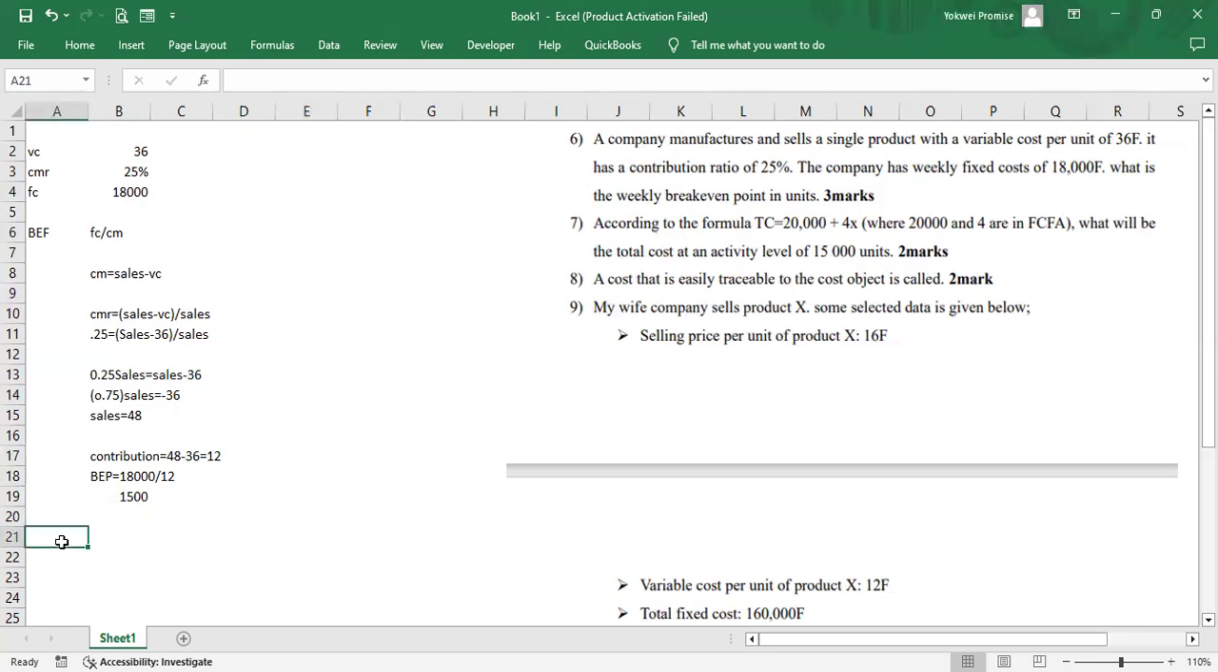Yes, sir. So just substitute: total cost will be equal to 20,000 plus 4 into the activity level of 15,000. So what will be the answer? Four times 15, that's 60, right? Plus 20, 80.